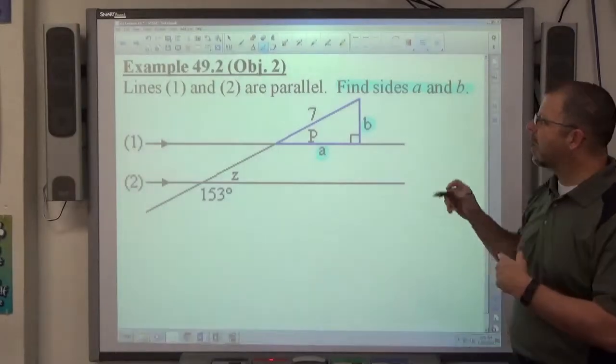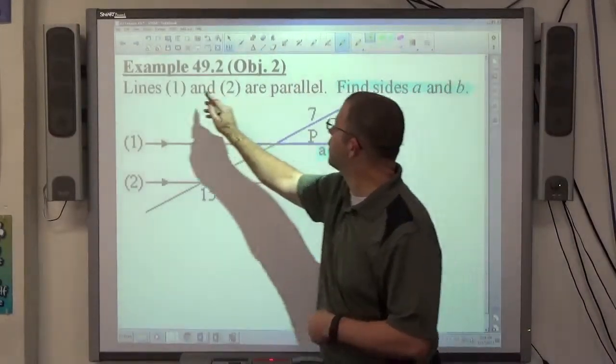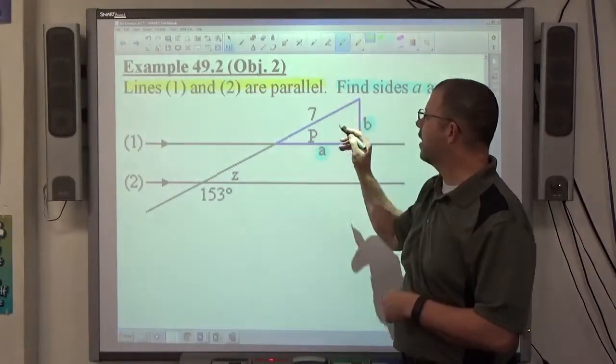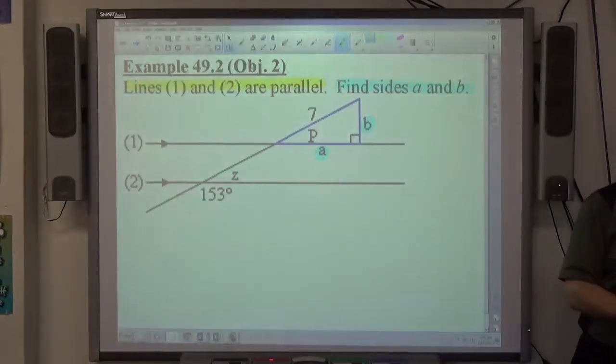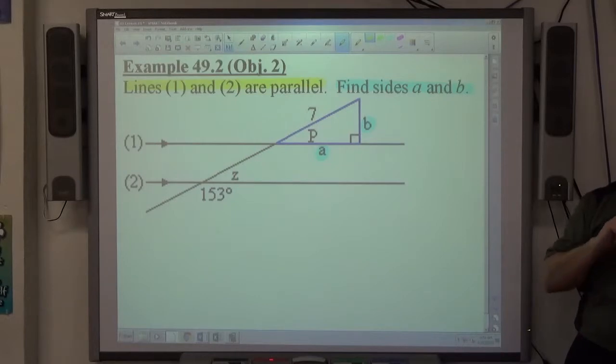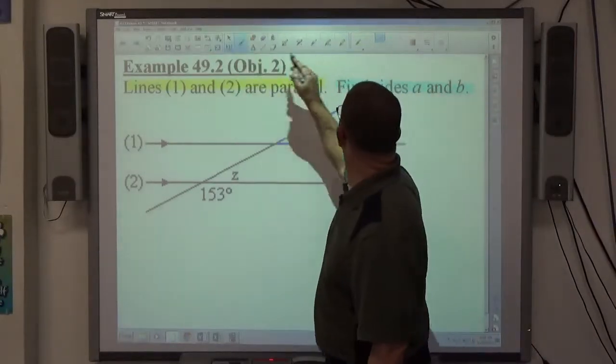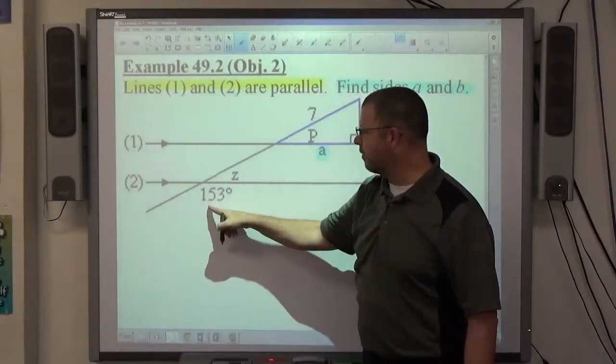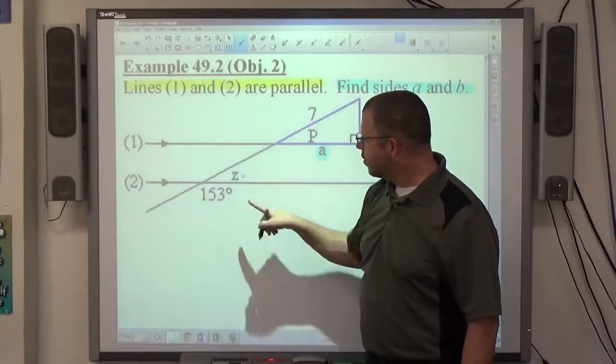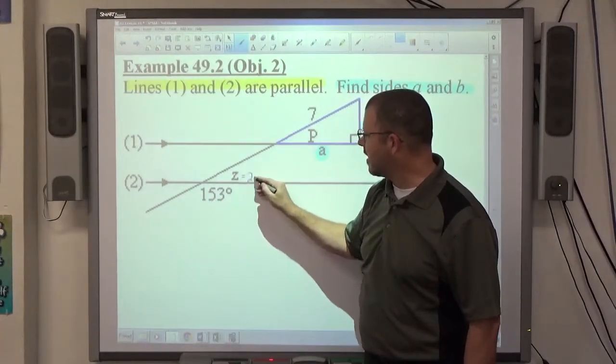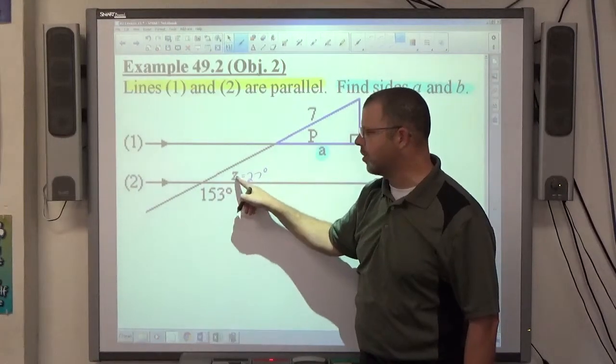Right? So that's where this other information comes into play. It says that 1 and 2 are parallel lines. I remember there's properties of parallel lines that tell me things are equal, right? Acute equals acute, obtuse equals obtuse, acute plus obtuse equals 180, right? So what I've got here is an obtuse measure, 153. So obviously Z is going to be 27 degrees because acute and obtuse add up to 180, right?